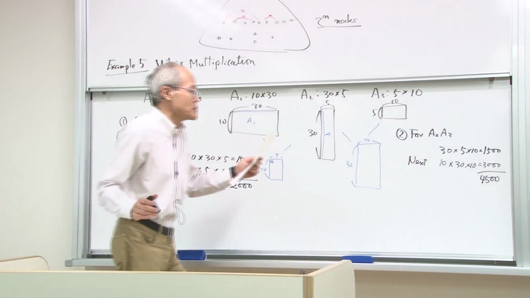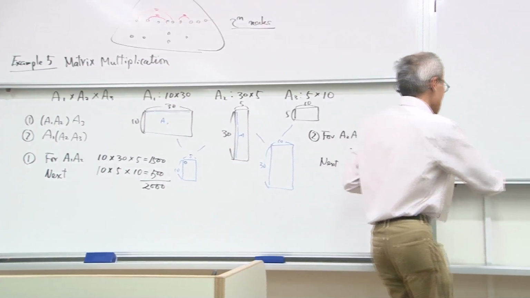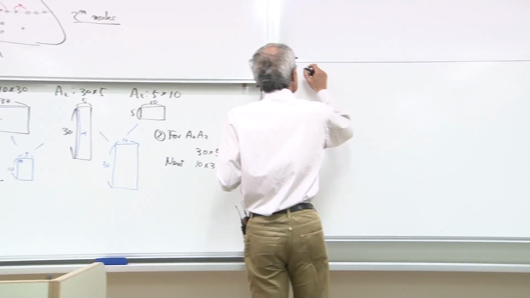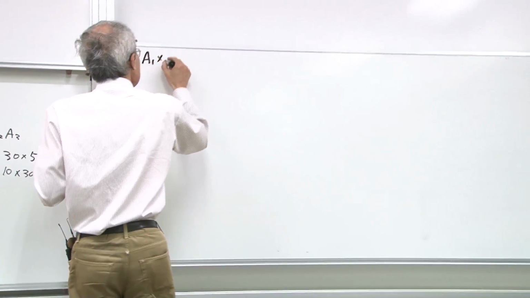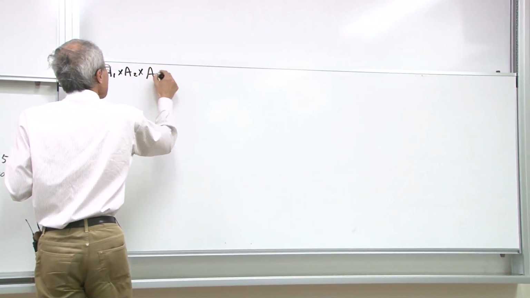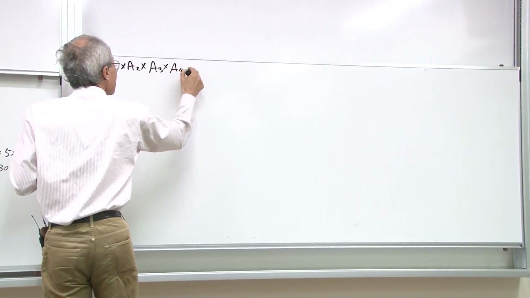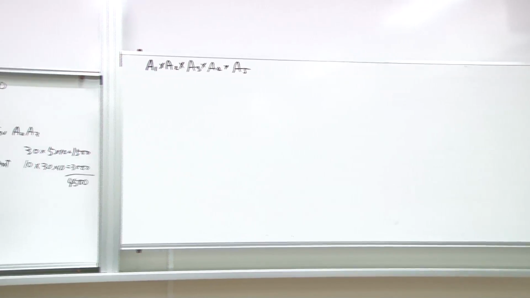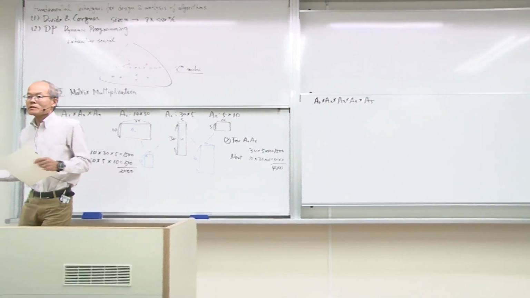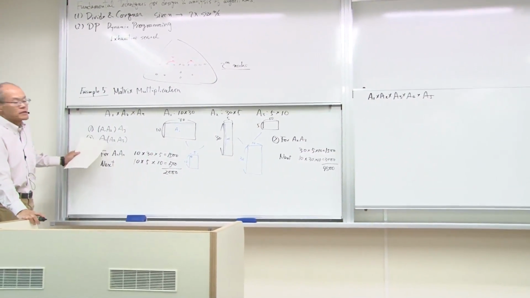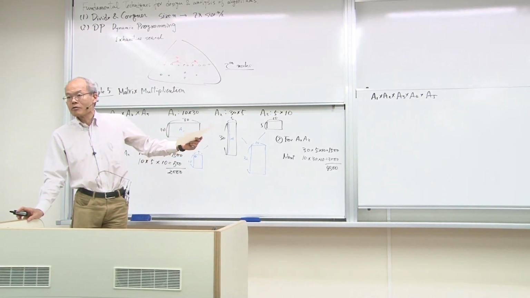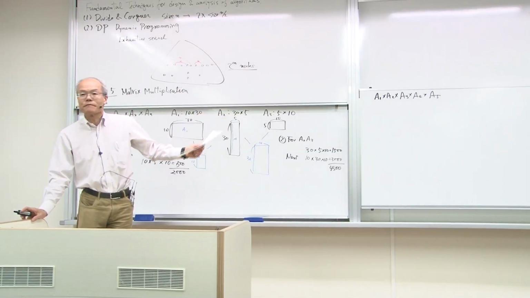This is pretty simple because we are given only 3 matrices. What if we are given, for example, 5 matrices? Now we are given A1, A2, A3, A4, A5. In the case of 3 matrices, we have only two different orders. How many different orders of multiplication do we have now?